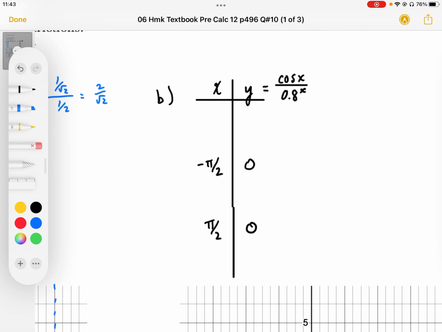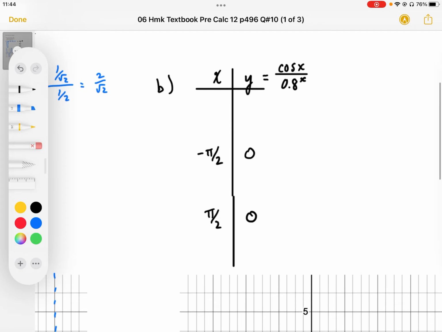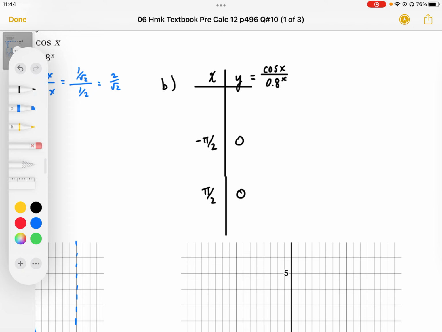So a couple things here. We have a numerator, so we want to find the zeros. So I put in some zeros in here. At negative 90 degrees and positive 90 degrees, cosine is equal to 0, so I plug those in. The other thing we want to notice is that the denominator is never equal to 0, so we're not going to get a vertical asymptote for this function.